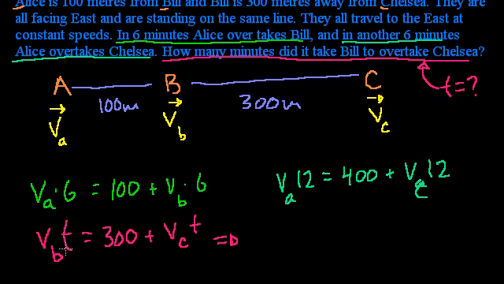And then in t minutes, and that's what we're going to have to solve the problem for, B is going to have to travel 300 meters more than Chelsea right there. And we need to solve for t. So let's just solve for t. So what do you get? You get VBT minus VCT is equal to 300. I just subtracted Chelsea's velocity times time from both sides of this equation.